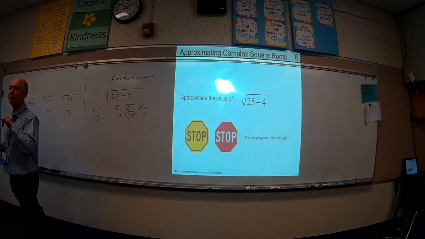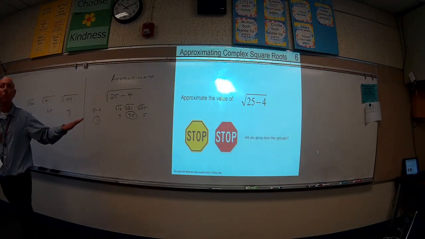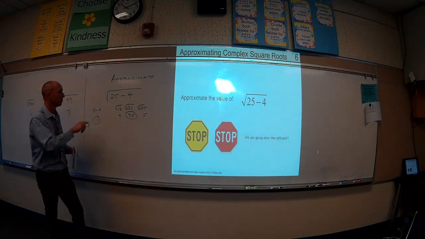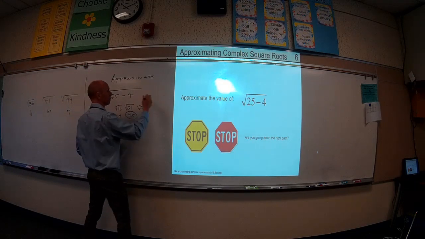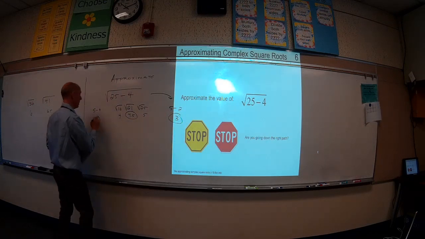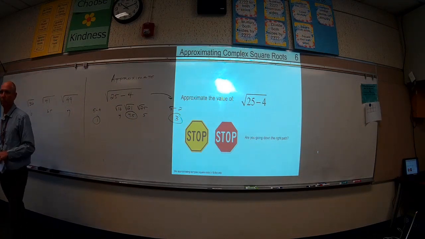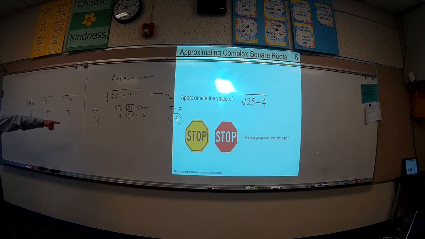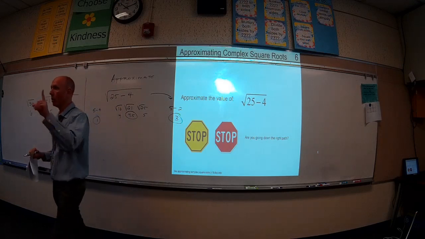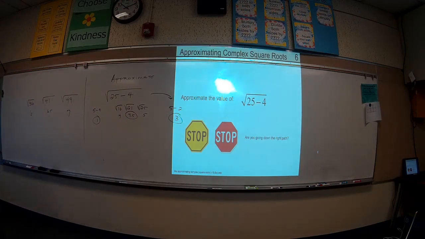Did anybody do anything differently? If you have a 4.4, 4.5, 4.6, I'm happy. But I'm happy enough. Tell me something different. The square root of 25 is 5, and the square root of 4 is 2. So I subtracted 2 from 5 and got 3. All right. So these are the options people gave me. Some people said 1, some said 4.5, and some said 3. Only one of these is correct.